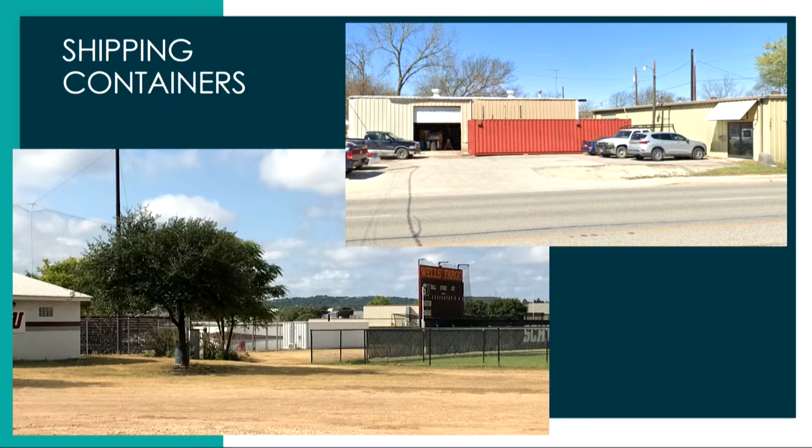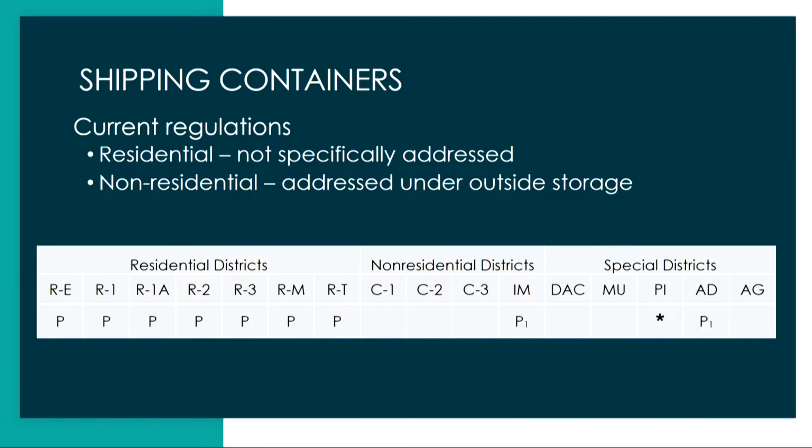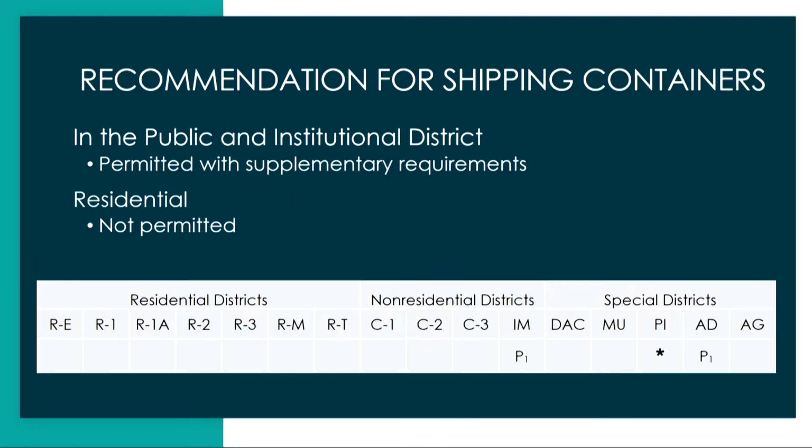The current code only addresses shipping containers based on outside storage. So the residential zoning districts don't actually address them at all. So arguably they'd be permitted as an accessory building. Industrial manufacturing are allowed. Airport district is allowed. What the initial request was, to allow it in the public and institutional district. That's where you get the asterisk there for PI.